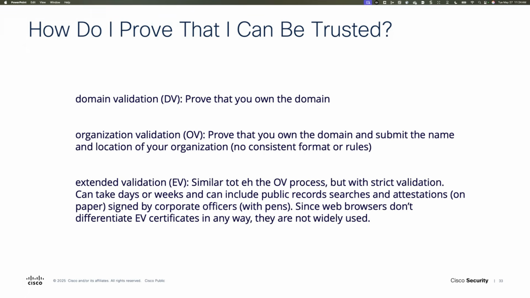They're going to do a public record search. They're going to do attestations, which means they're going to send someone a piece of paper that says you have to attest to the fact that this company owns this and you are this. And you have to actually sign that with an ink pen and send it back for them to get that. So it's a written legal record at that point. And that can take a few days or even weeks to get back. So a lot of times that's just not used unless you have a very secure certificate that you need to get for one of your servers.